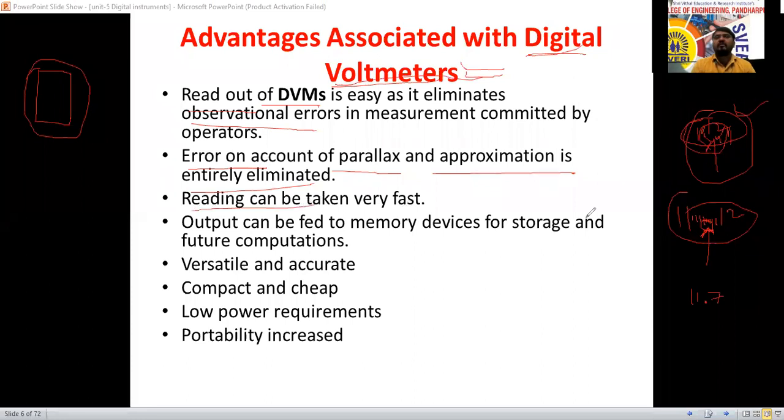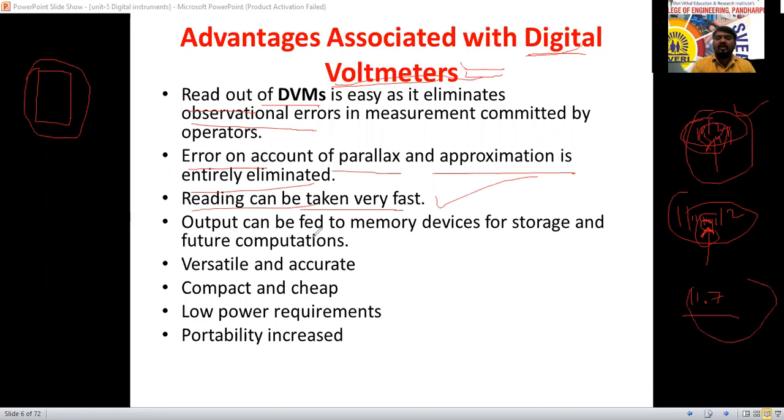Reading can be taken very fast. इसको point count करते बैठने के काम बच जाते हैं. This point, no need to count 1 2 3 and all the things. Directly it is going to give the value 11.7. So very fast we can do that. So we can take the reading here.